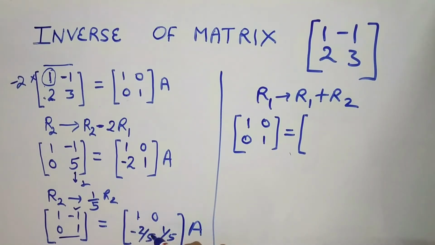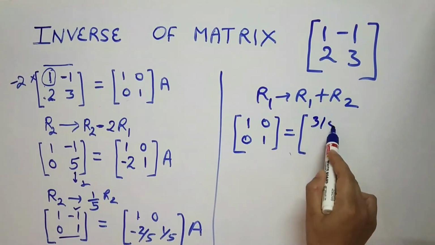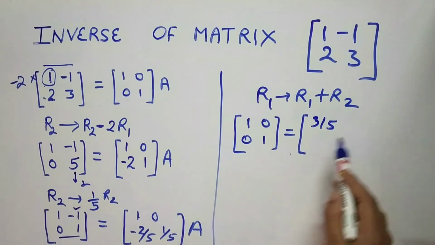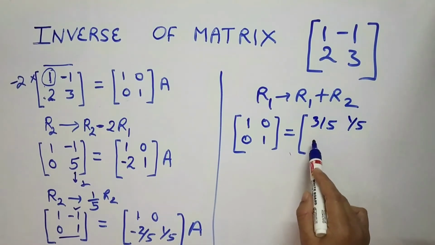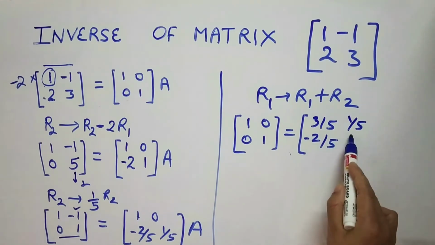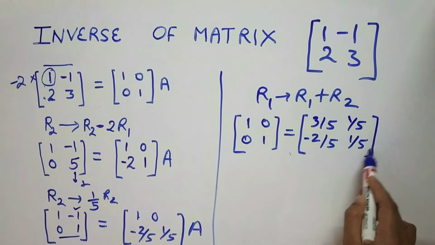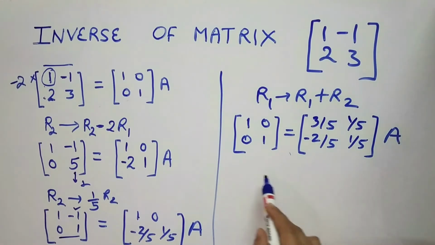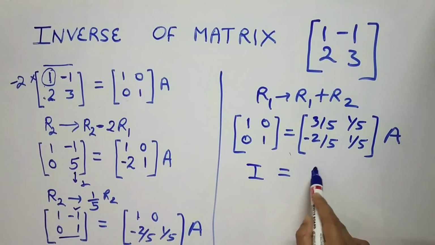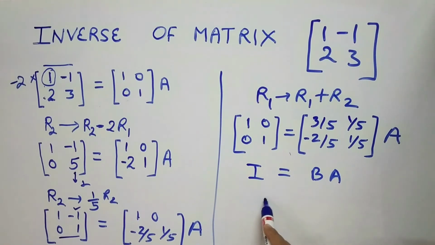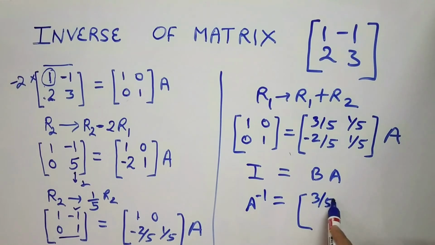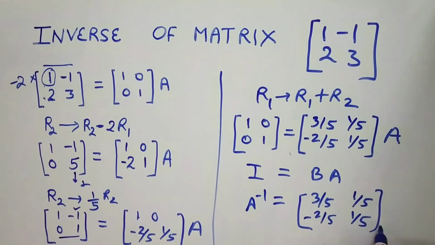So 1 minus 2 by 5, taking the LCM, you will get 3 by 5. And here 0 plus 1 by 5 is 1 by 5 only, then minus 2 by 5, and 1 by 5. Here you got I, and this is your B. So now you can say that A inverse is 3 by 5, 1 by 5, minus 2 by 5 and again 1 by 5. That is your A inverse and that is the answer. So this we have done with the row operations.